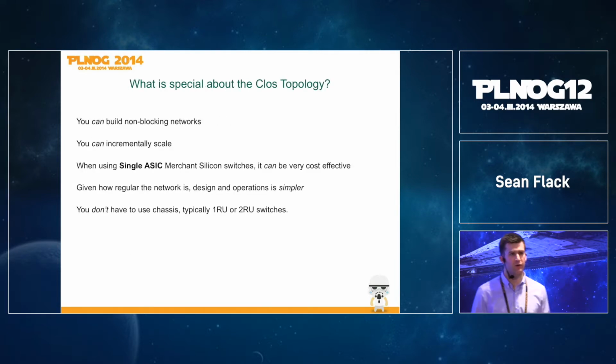Now what's special about the Clos architecture? It can be built with non-blocking networks, so you can build a whole non-blocking network using the architecture. You can incrementally scale, so you can start from a very small size and get larger as we want to grow, meaning that you can pay as you grow. When using single ASIC, 1 RU or 2 RU boxes, we can build these with merchant silicon. And also, given how regular the network design is, we have a spine layer, we have a leaf layer, and it extends east to west. The network topology is very simple, and operations become simpler because the network is the same throughout.